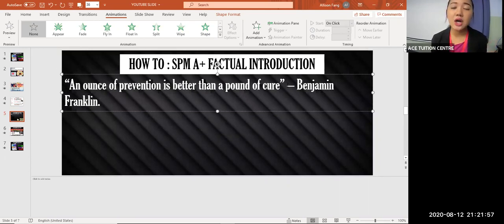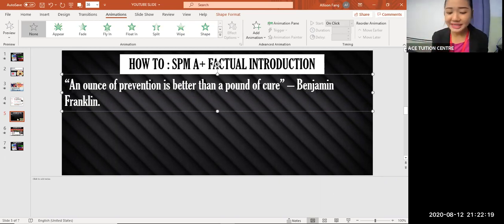And this one is called a hyphen. Try to include at least one hyphen in all of your SPM factual writing. The role of a hyphen is to emphasize the next sentence. So this quote was said by Benjamin Franklin. I'm trying to emphasize Benjamin Franklin. And continuing the case study.